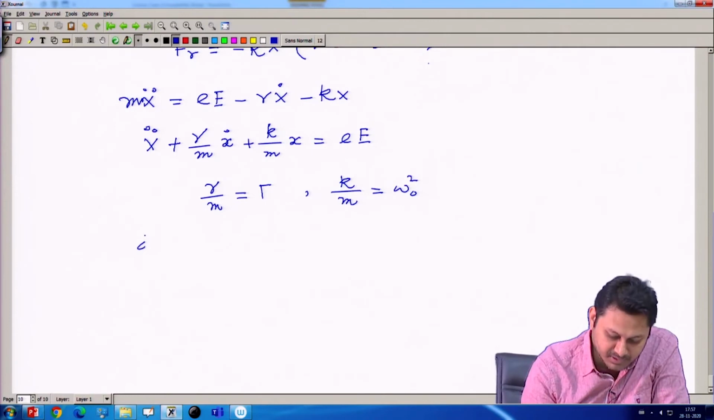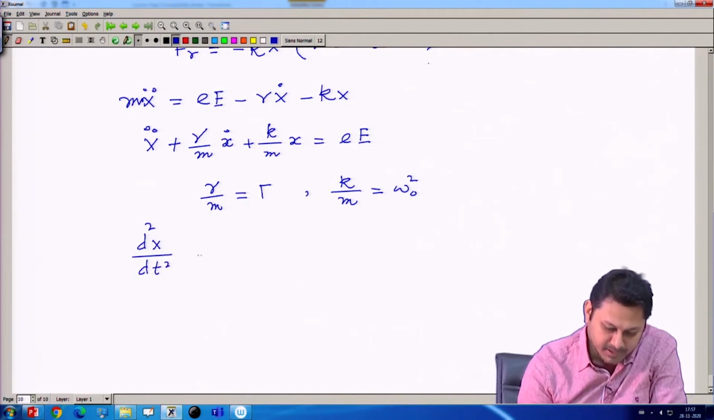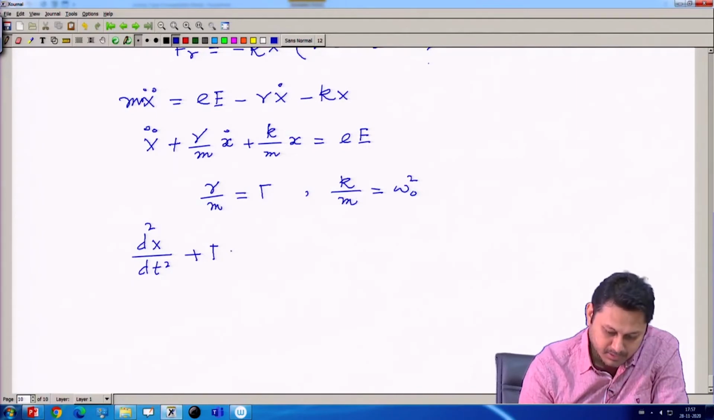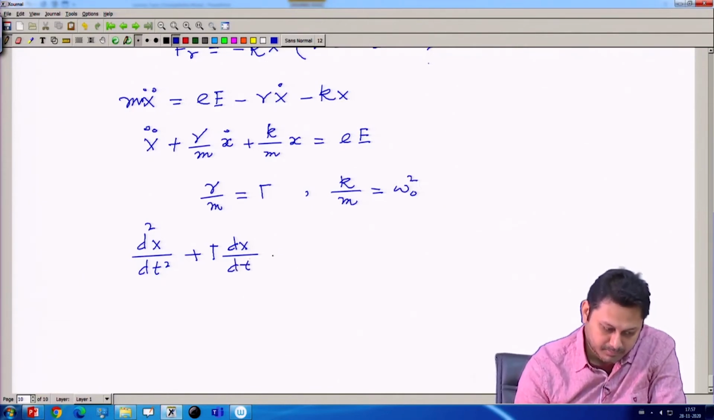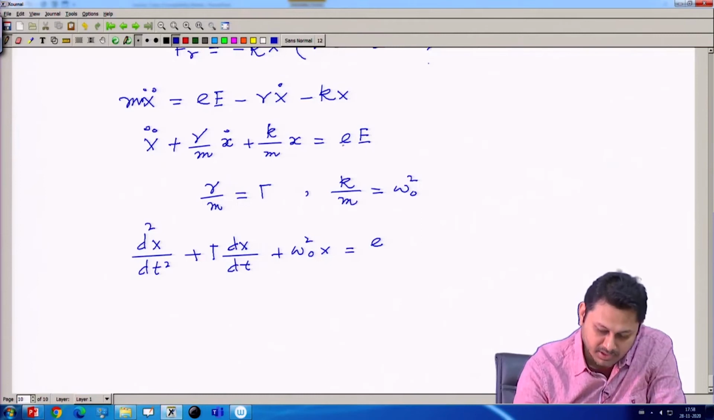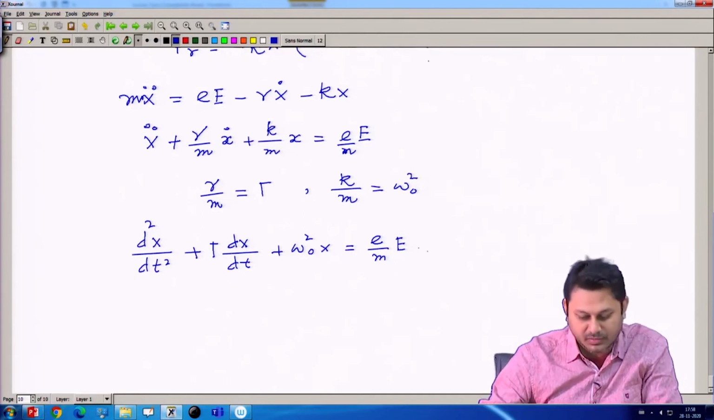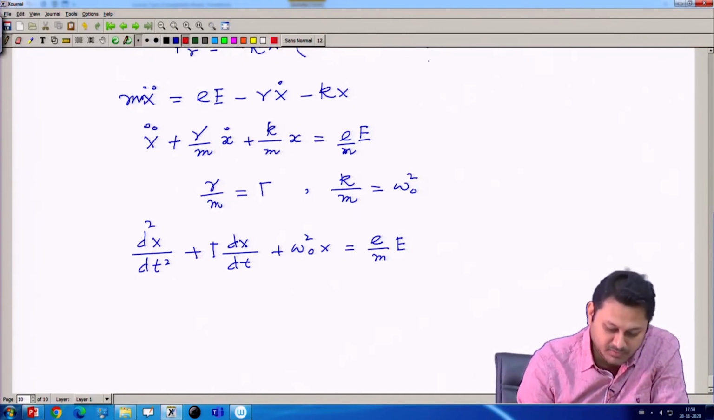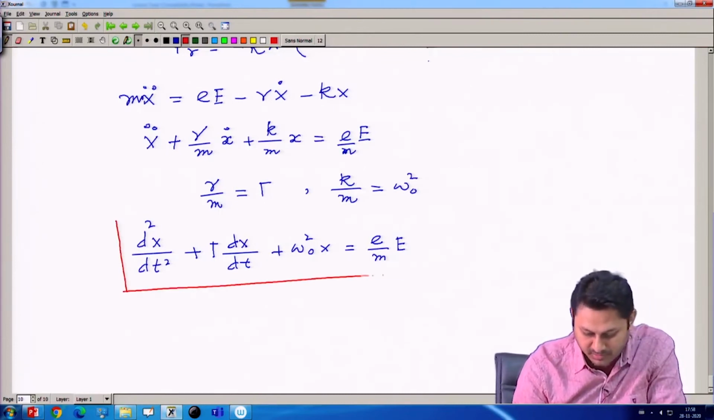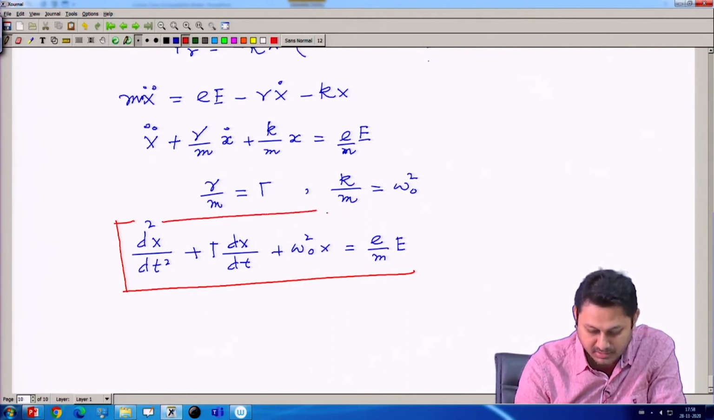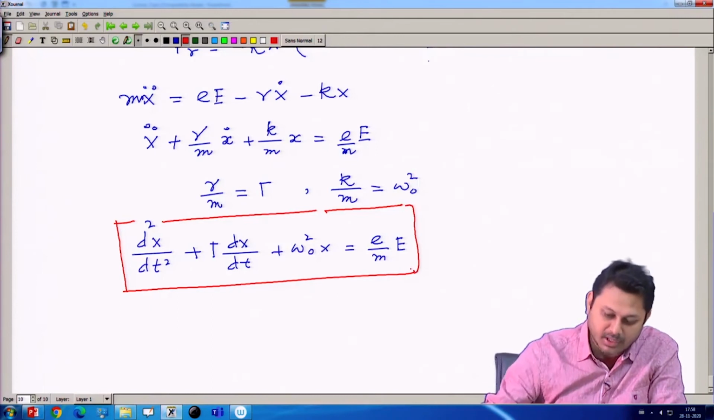So, my differential equation becomes simply d2x dt square plus gamma dx dt plus omega 0 square x is E. When I divide, it should be E divided by m, E m. So, this is the differential equation. Now, I need to solve it. This differential equation is nothing but the forced damped oscillation expression, a very well known differential equation, nothing special here. And we know how to solve this.